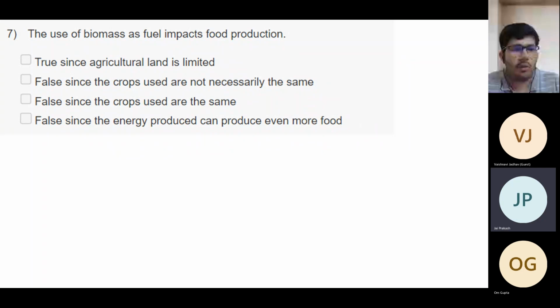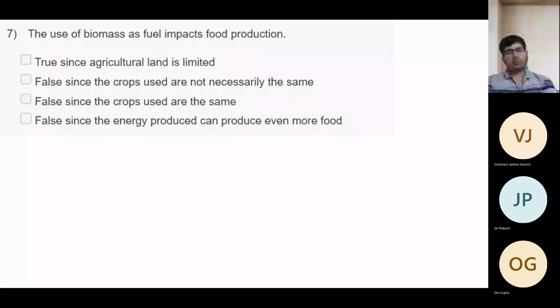It's true. Since agriculture land is limited and if you are going for commercial scale production, there is a food shortage. Okay, so now we are having some other options also. So maybe the previous student can rethink, or maybe you can rethink the recent answer. Try to come to the same answer.